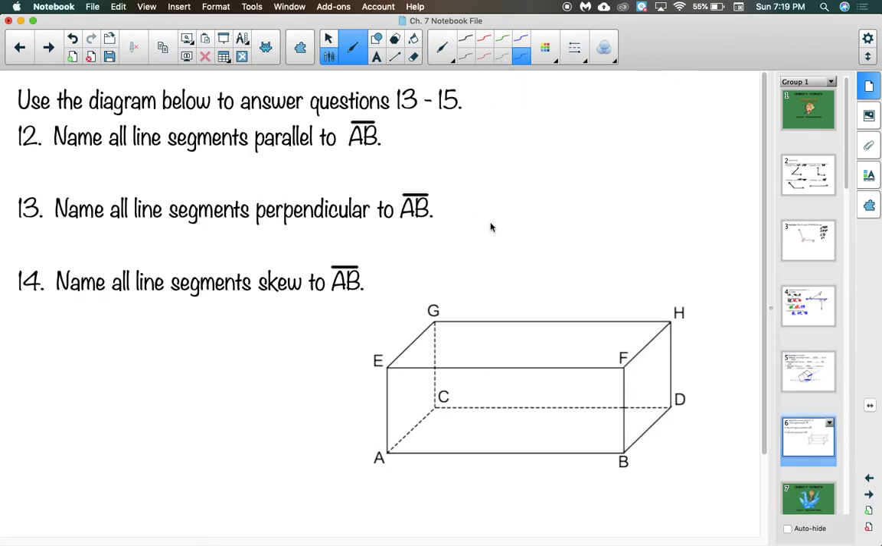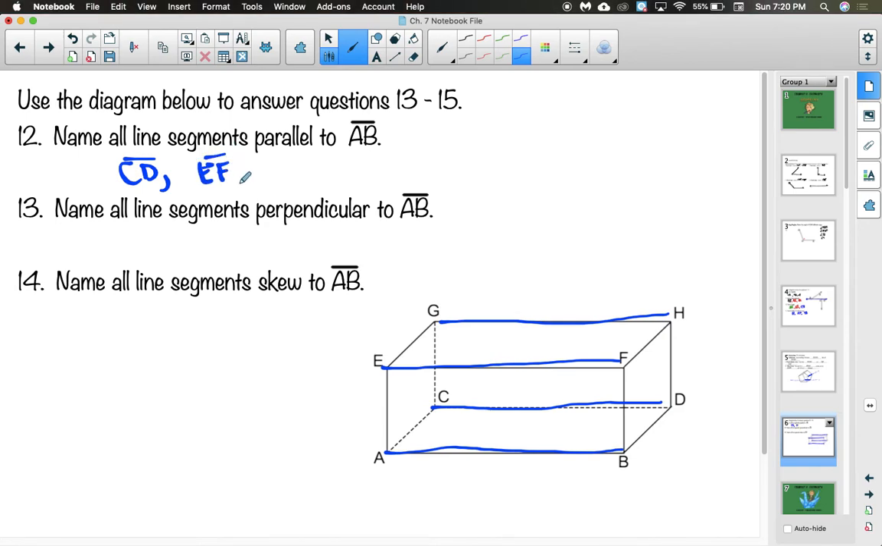Okay, same idea here in this problem. Name all line segments that are parallel to line segment AB. So here's line segment AB. The line segments parallel to it are line segments CD, line segment EF, and line segment GH. So we've got line segment CD, EF, and GH.